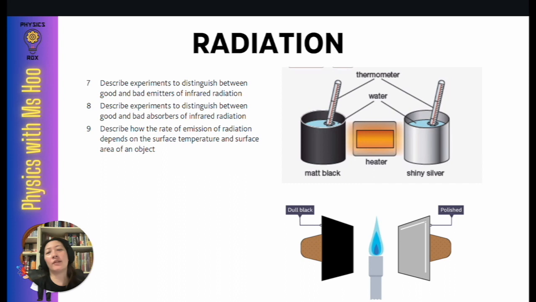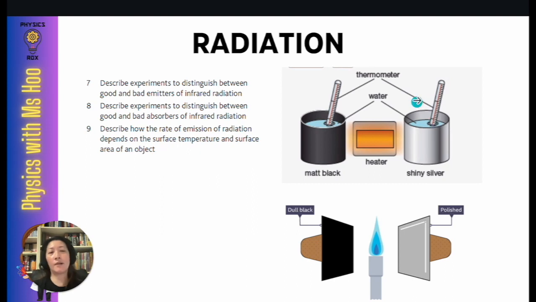In addition, you also need to be able to describe experiments to distinguish between good and bad emitters of infrared radiation, good and bad absorbers of infrared radiation, and you need to know how the rate of emission of radiation depends on the surface temperature and surface area of an object.